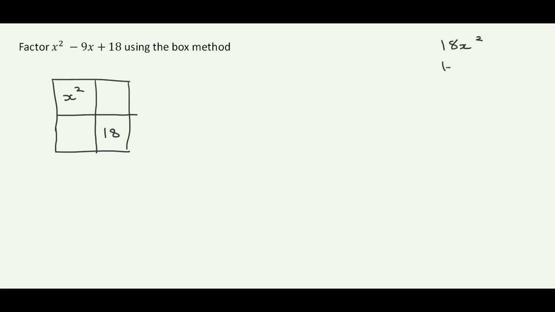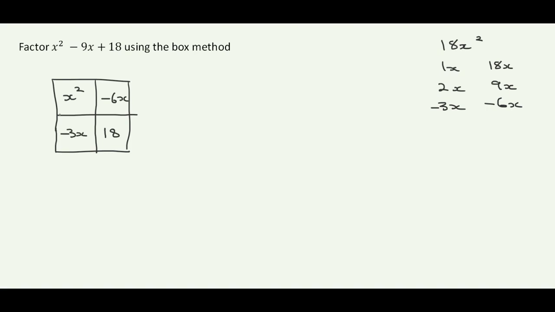We have 1x and 18x. We can't do much with that. 2x and 9x, we can't do much with that. What about 3x and 6x? We can see that somehow we can get a 9 from there, but we want a negative 9, so there will be a negative sign in front of each of those two terms. So this is minus 6x, this is minus 3x.